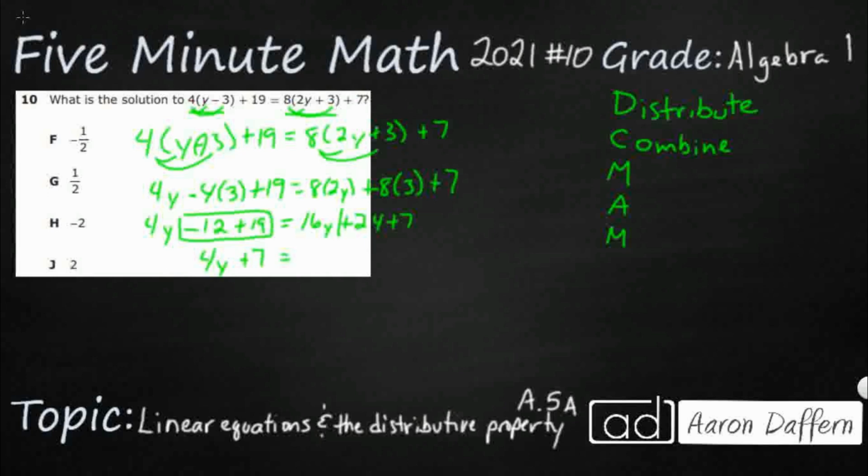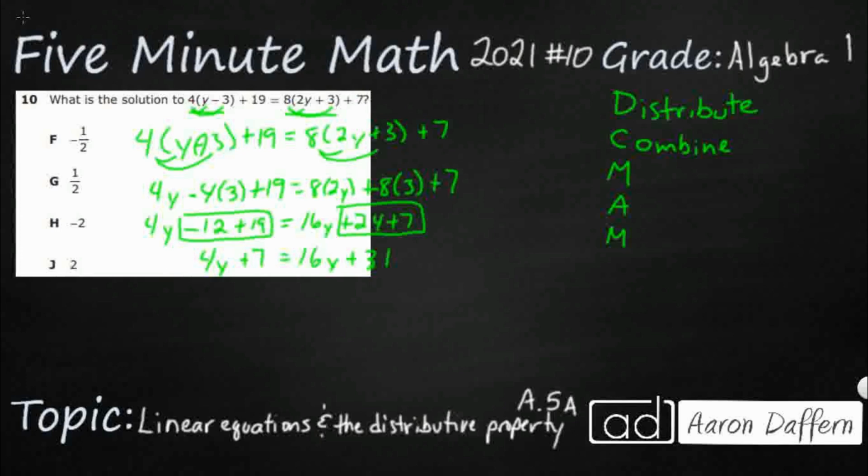Same thing here. Plus 24 plus 7. So 24 plus 7 is going to give me 31. Those are both constants. So there we go. Now the sides look a little bit cleaner. I've got a variable, 4y and 16y, on either side, and then I've got constants, 7 and 31.